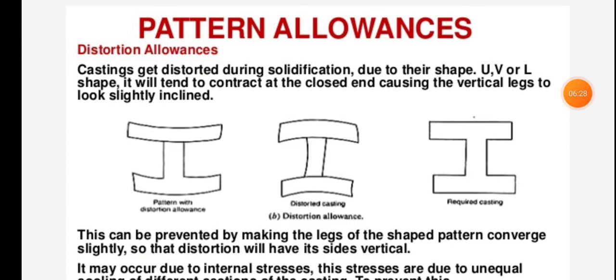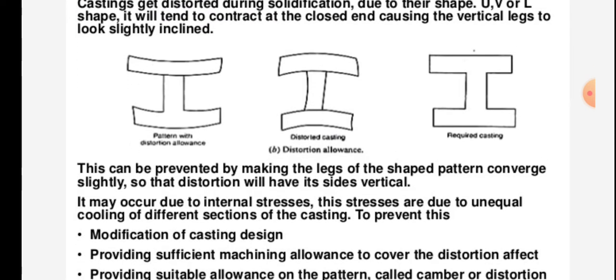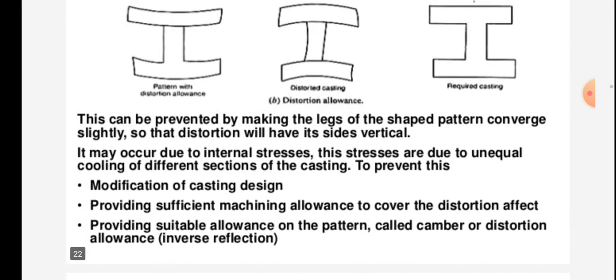Pattern allowances: distortion allowances. Castings get distorted during solidification due to their shape. For U, V, or L shapes, the casting will tend to contract at the closed end, causing the vertical legs to look slightly inclined. Pattern allowances are shown in the figure. Pattern with distortion allowance, distorted casting, distortion allowance and required casting. It is shown in figure 3.